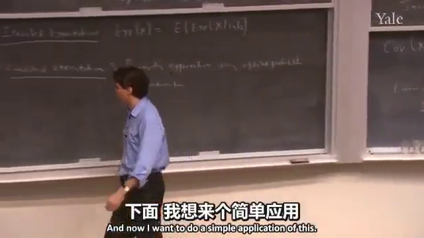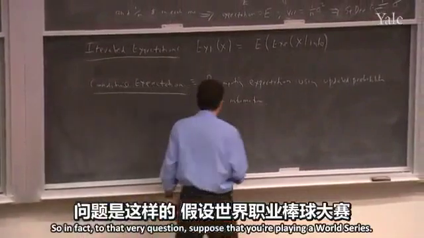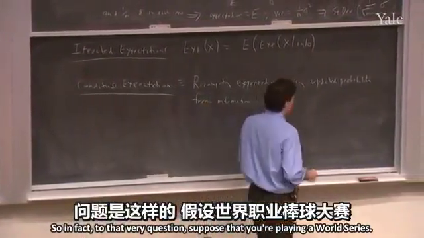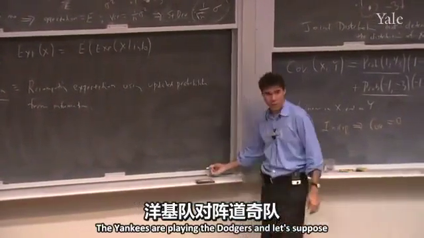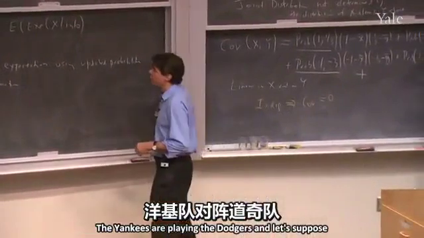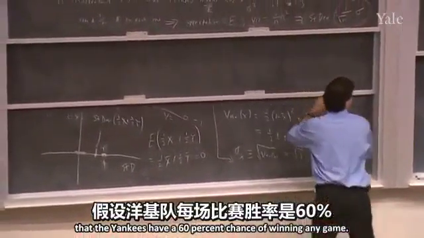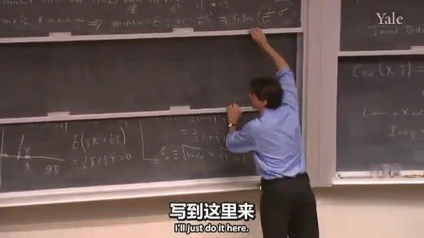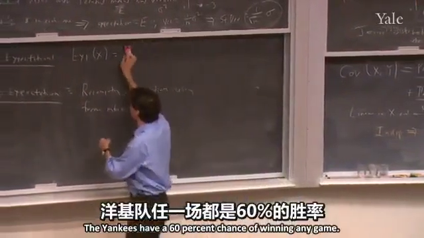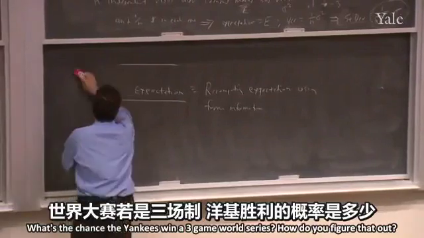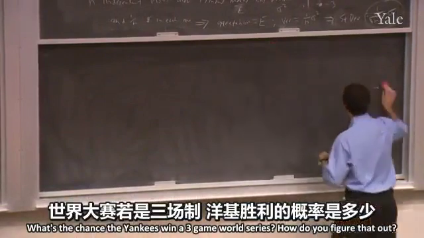And now I want to do a simple application of this. In fact, to that very question, suppose that you're playing a World Series. The Yankees are playing the Dodgers, and let's suppose that the Yankees have a 60% chance of winning any game. I'll just do it here. Yankees have a 60% chance of winning any game. What's the chance the Yankees win a 3-game World Series? How do you figure that out?